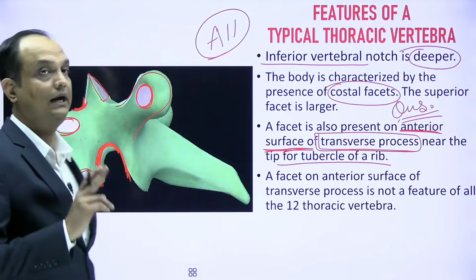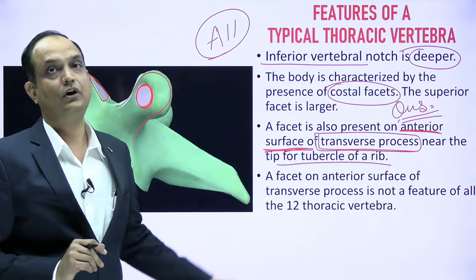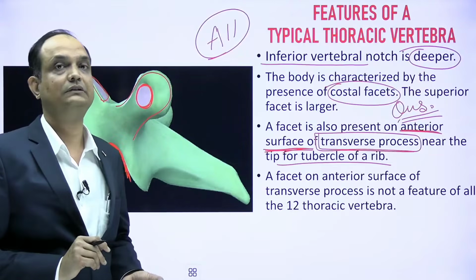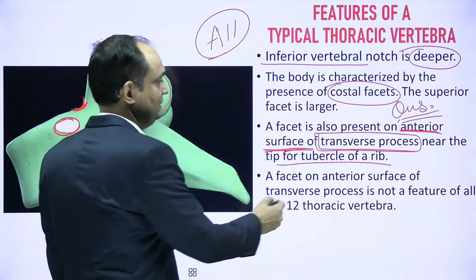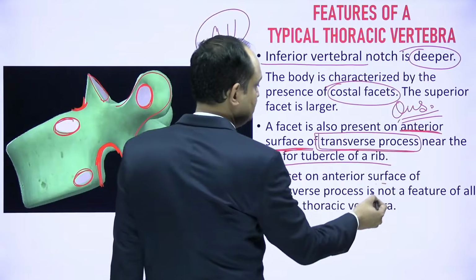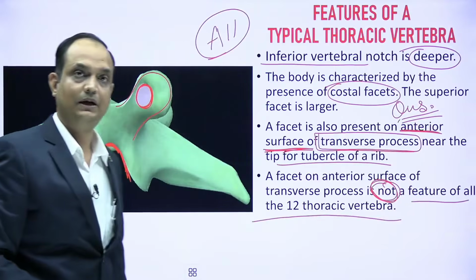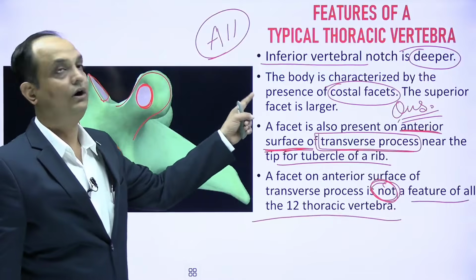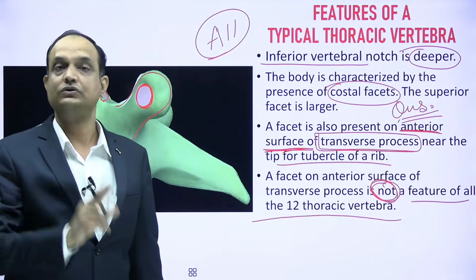Clear? But again, the important thing to keep in mind is that the facets of the transverse process are not constant for all 12 ribs. So a facet on the anterior surface of the transverse process is not a characteristic feature of all 12 thoracic vertebrae, but the facet on the body of the thoracic vertebra is a constant feature.